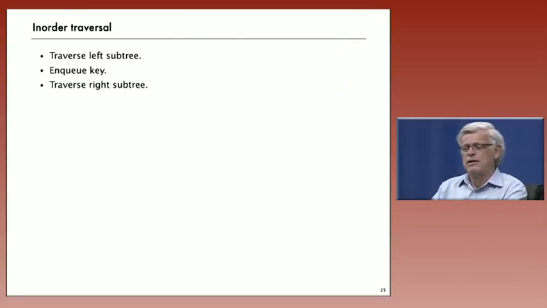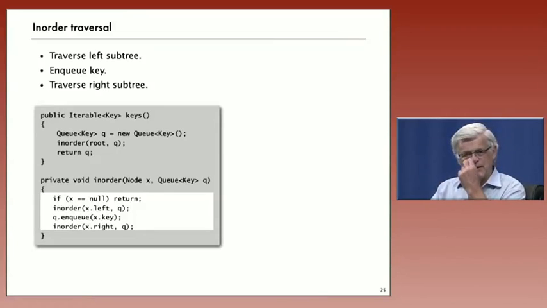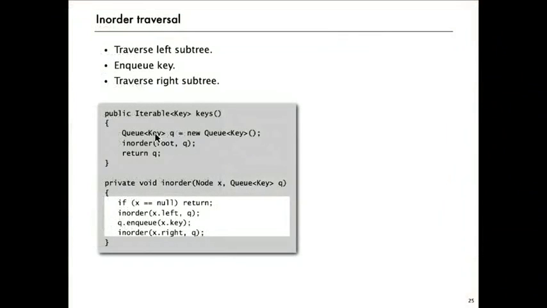The other thing we have to do is iteration, and iteration is a fundamental operation on tree structure, and it's based on so-called in-order traversal. And that's also a simple recursive algorithm. Traverse the left subtree, enqueue the key, traverse the right subtree. So to iterate, we're going to maintain a queue of keys, and then we're going to call this recursive in-order method, and that method is going to add all the keys in the tree to the queue, and then we'll just return that queue, and queue is an iterable data structure, and the client can iterate that.